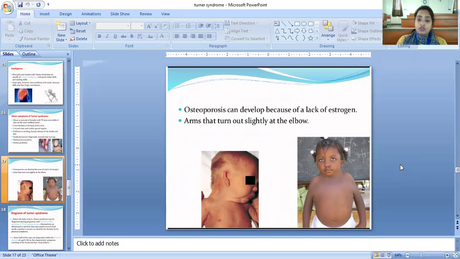Osteoporosis can develop because of lack of estrogen. Arms may turn out slightly at the elbow.